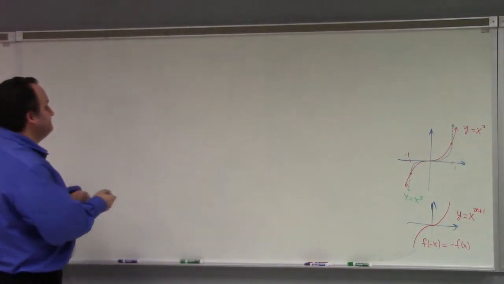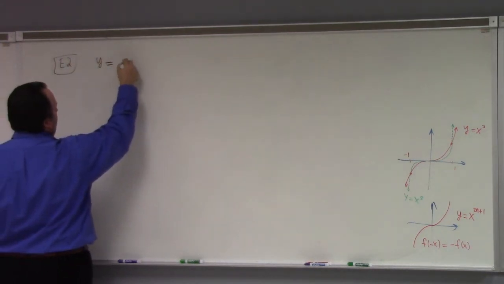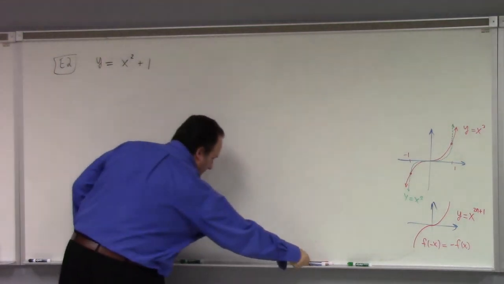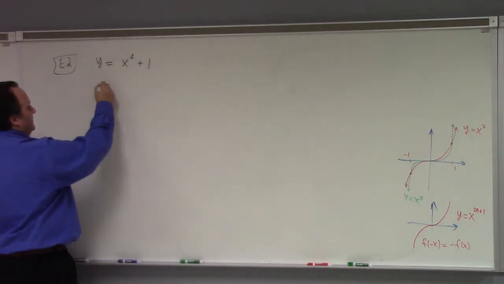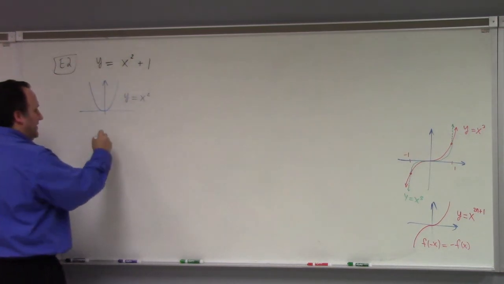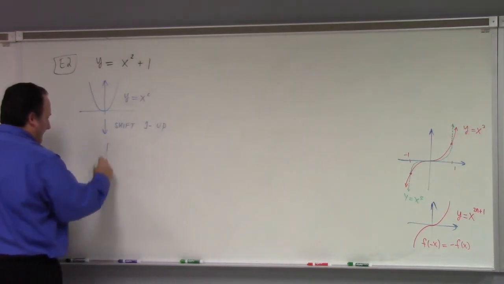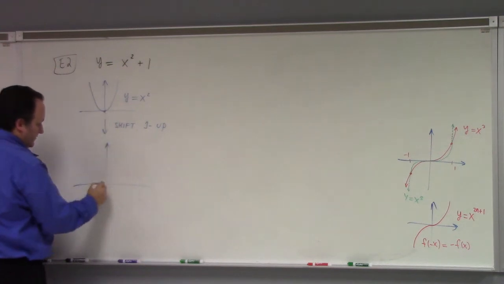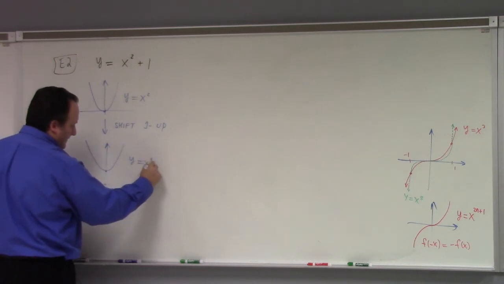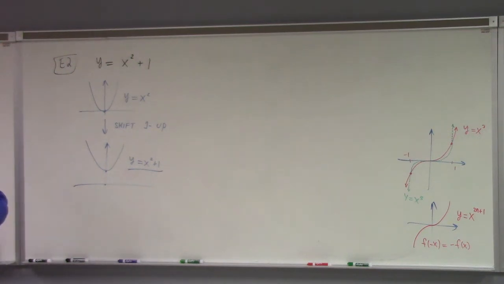So here's example 2. Suppose you want to graph y equals x squared plus 1. All right? So the way to think through this is pretty simple. You think, okay, well, I know my standard example. This is y equals x squared, right? And then shift 1 up. So the (0, 0) moves up to (0, 1), and there you go. That's the graph. So if we take the value of the function and we just add a number to it, it shifts it up.